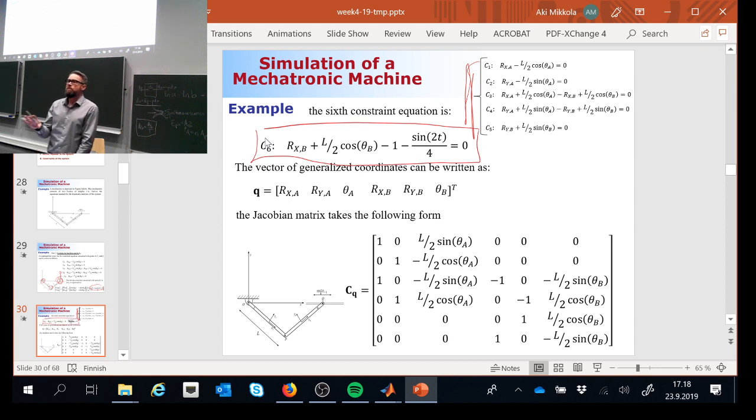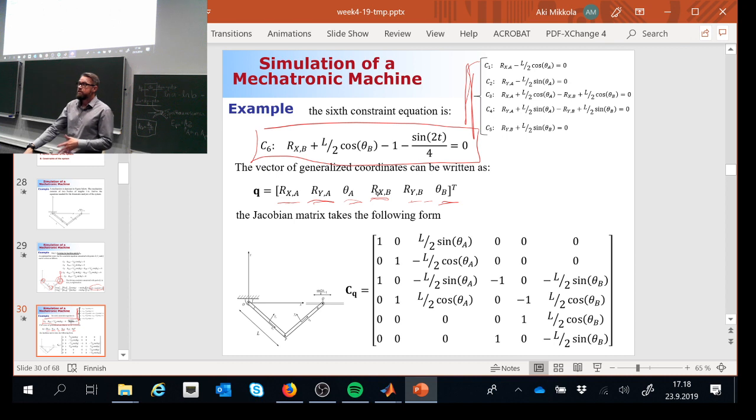What is my vector of generalized coordinates? It consists of 6 components, but what are those 6 components? Obviously, the first 3 are associated with the first body, and the remaining 3 are associated with the second body. So the first one is translation of the first body in the x direction, then translation in the y direction, angle theta, and then the same for body B, which is the second body. Now I'm just going to go ahead and make full use of a symbolic math tool.